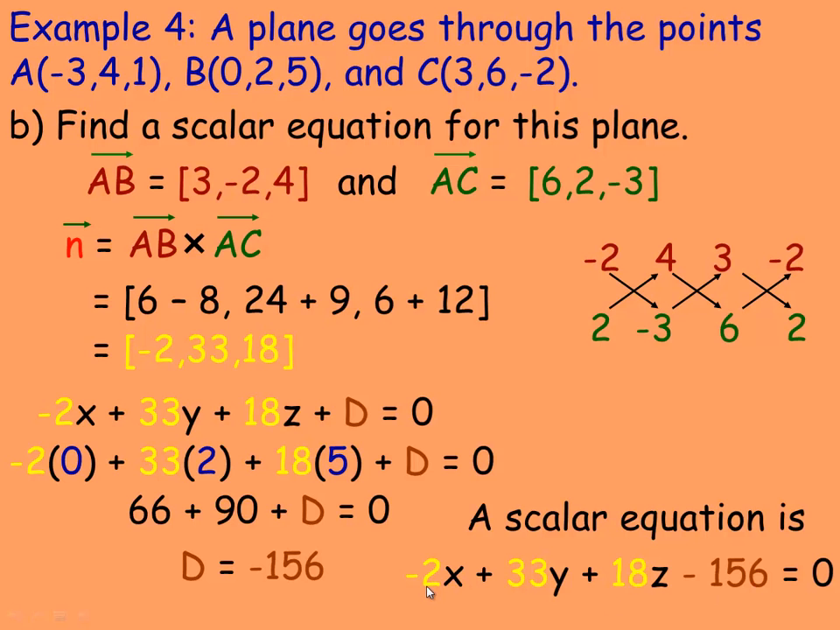Now, a lot of times in textbooks, they'll keep this leading coefficient positive. So if you want to write positive 2x minus 33y, so I'm multiplying everything by negative 1, minus 18z and plus 156 equals 0, that's just as fine.